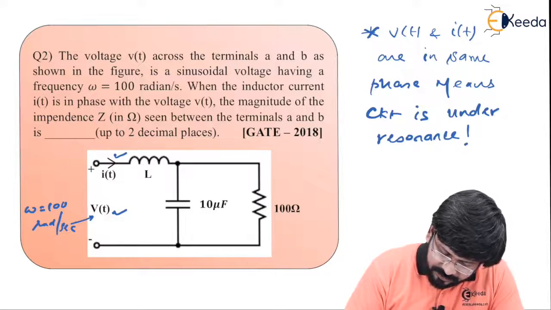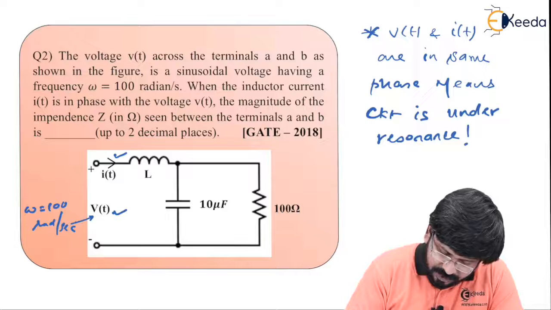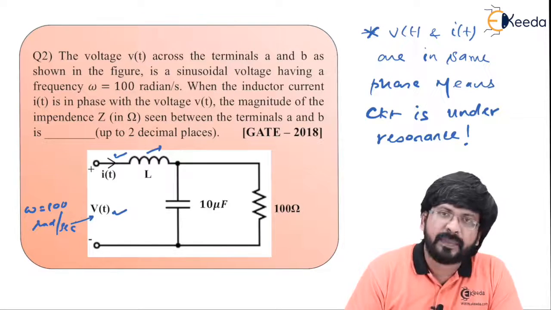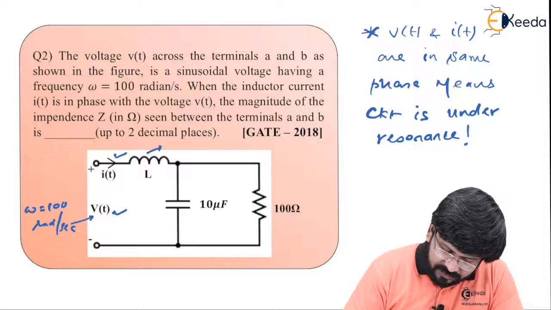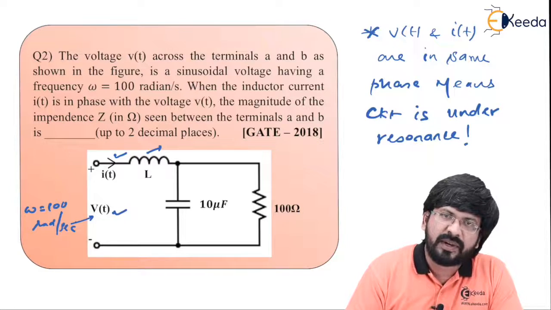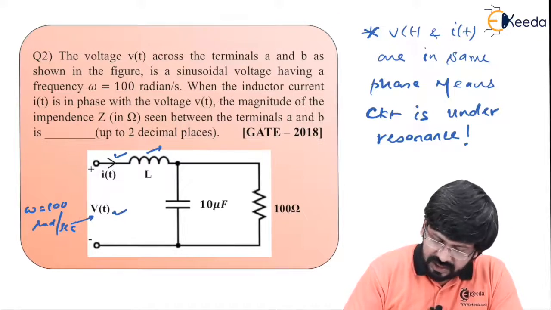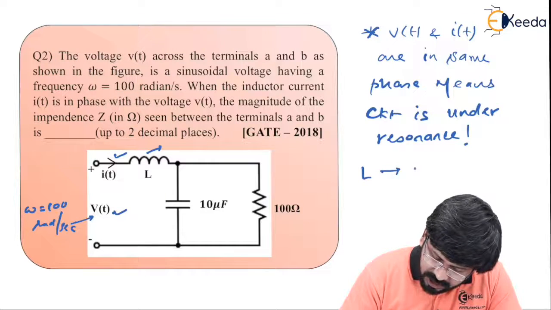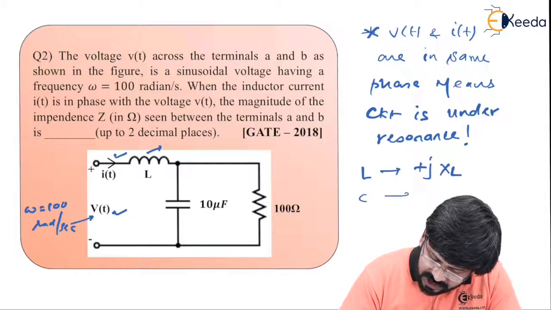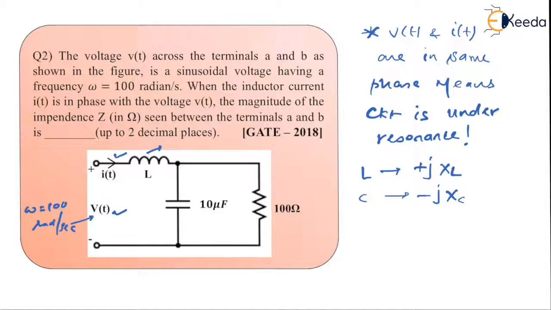So what needs to be done is, to calculate the impedance, reactance values of inductor and capacitor should be known to us. In this case, L should be replaced with j omega L, because you know the fact L is jXL. I mean, L should be replaced with plus jXL and C should be replaced with minus jXC. In this case, the value of L is not given, but what is given is omega. I can replace this with j omega L, or I can say it is j simply 100 L. So this becomes inductor value.